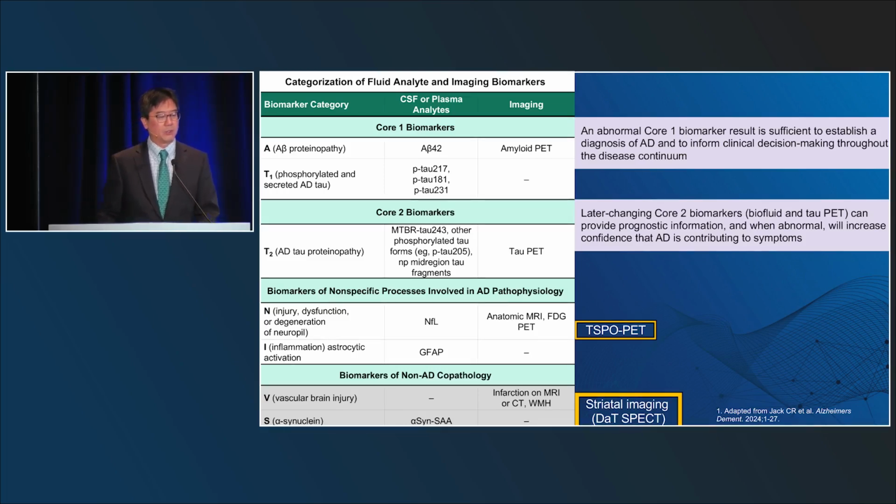Other biomarkers that are important because they're indicative of non-specific processes, but they could be relevant, are ones of neuronal injury, which is anatomic MRI with volume loss, as well as FDG PET, which we're familiar with, because it can give us a more broad differential, for example, of frontotemporal and other types of dementia. And then of inflammation, which, for example, we have non-approved methods of doing by PET, and biomarkers of non-AD copathology, for example, vascular injury, which we can do by MRI, and alpha-synuclein, which is responsible for the Parkinsonian syndromes.